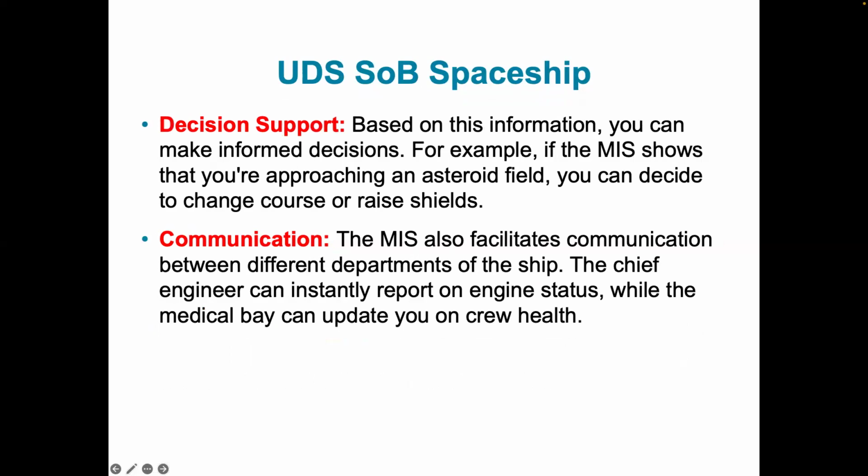Based on this information, the pilot can make some informed decisions. For example, the system may show that the pilot is approaching an asteroid field, and then the pilot can decide to change course or raise some protective shields to protect the spaceship from it. Then another one, communication. The embedded system in the spacecraft would also facilitate communication between different departments of the spaceship.